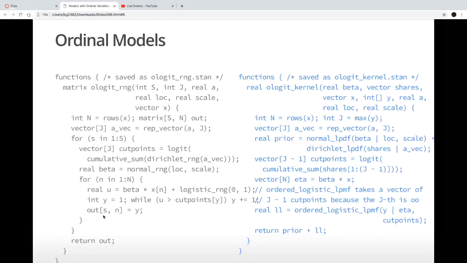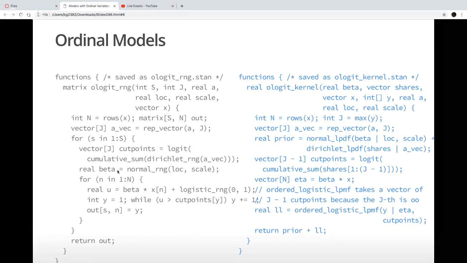So here again, I've put up the contrast between a data generating process, a prior predictive distribution for an ordinal model with what you might think of as a logistic link function. And then on the right in blue, seeing how you would define a kernel function if you wanted to condition on ordinal outcomes that you've observed.